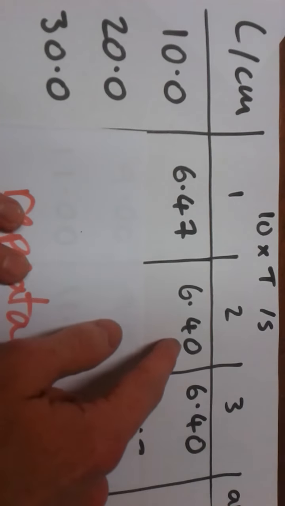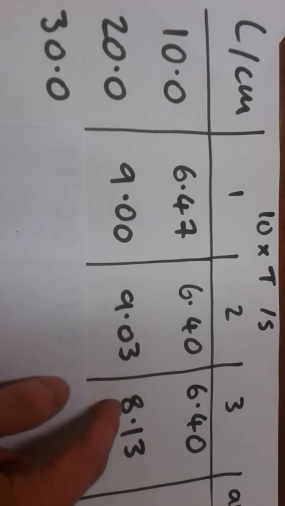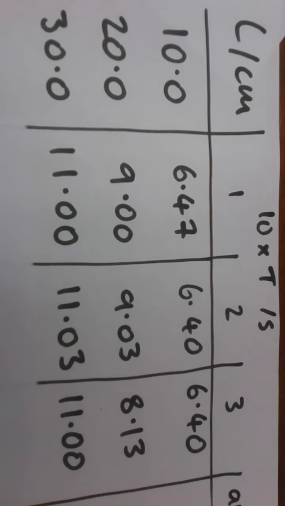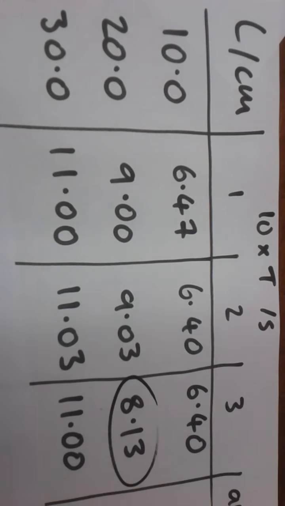6.47, 6.40, 6.40, 9.00, 9.03, 8.13. Now this result is a bit odd because all the others are within a few hundredths of a second, but this one's clearly way off. So this I would consider to be an anomaly, and ideally I would take that measurement again, but if I haven't got time to take it again, then I won't include that result when calculating an average.